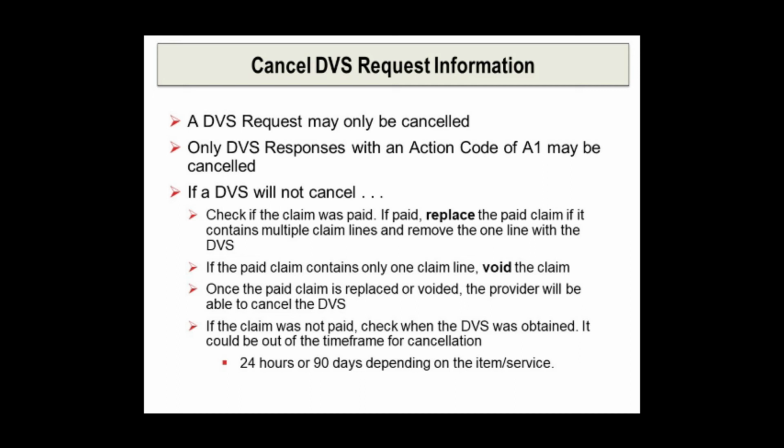If a DVS will not cancel, check if the claim was paid. If the claim was paid, replace the paid claim if it contains multiple claim lines and remove the one line with the DVS. If the paid claim contains only one claim line, void the claim. Once the paid claim is replaced or voided, the provider will be able to cancel the DVS. If the claim was not paid, check when the DVS was obtained. It could be out of the time frame for cancellation, 24 hours or 90 days depending on the item or service.